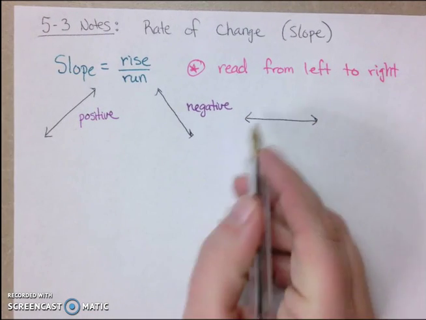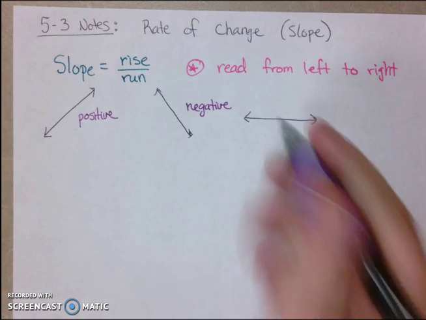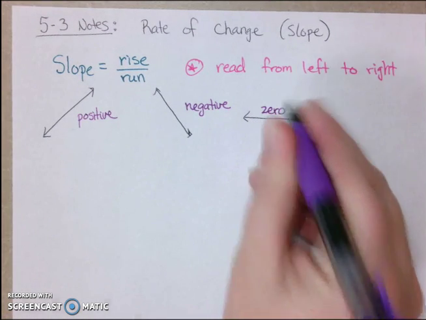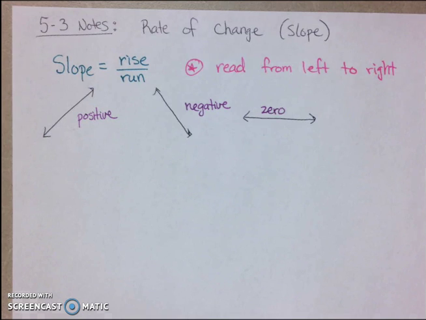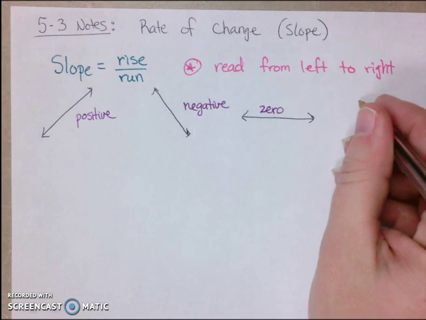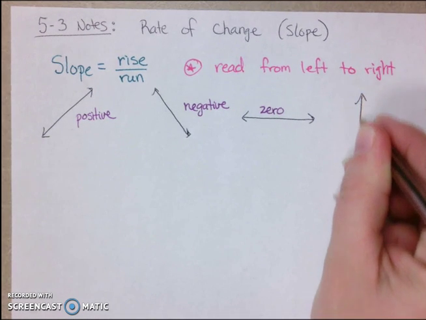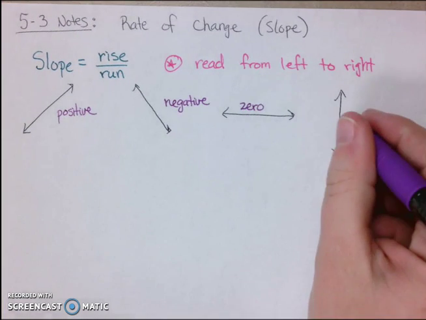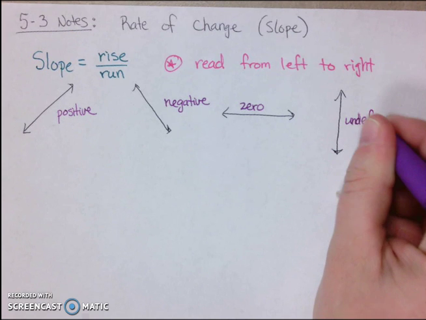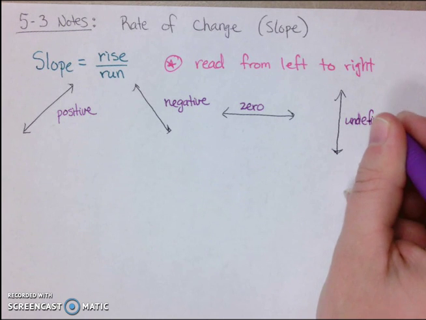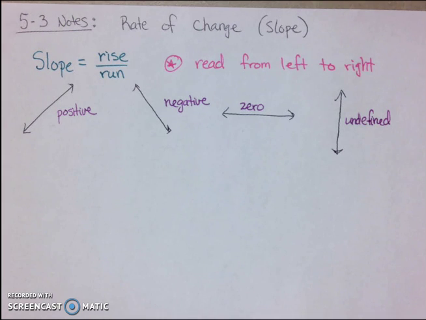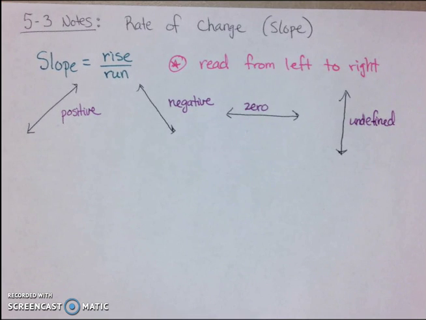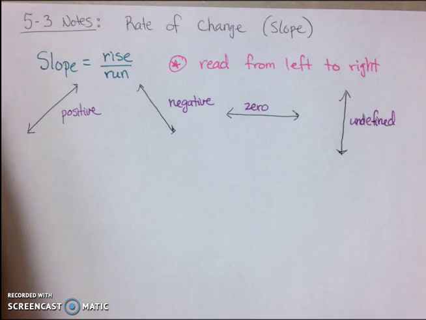Now if a line is completely flat, its slope is 0. There is no incline or decline, it's just flat, slope of 0. And lastly, if it's going straight up and down, that actually doesn't have a slope. It's called undefined, because that isn't even a function. Remember, that would not pass our vertical line test, so it is undefined. There is no slope there.